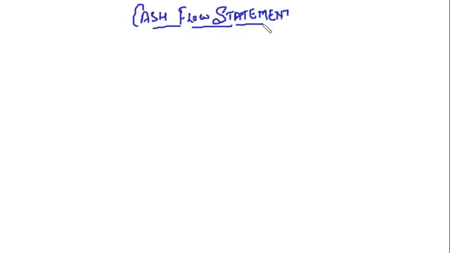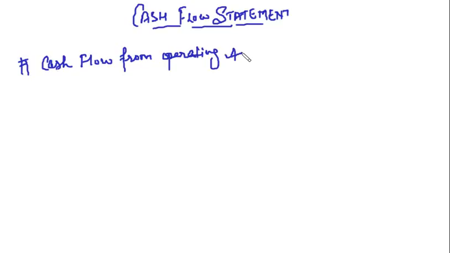Hello friends, let us continue with our discussion on cash flow statement. In this we started with cash flow from operating activities. What are the three activities? Operating, investing and financing. And we started with cash flow from operating activities.